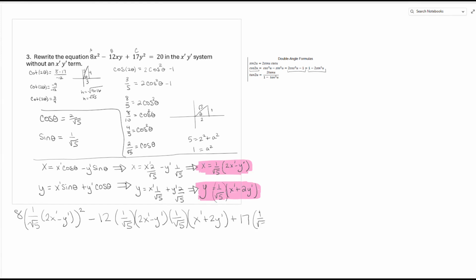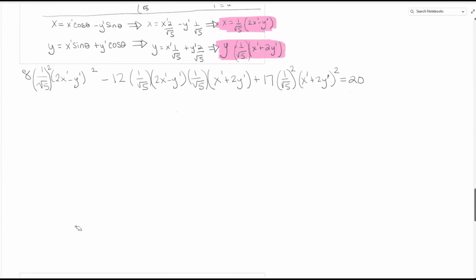1 over root 5, that's going to get squared, and x prime plus 2y prime, and that's getting squared, which I could do here as well if I wanted to. Separate that and put a parenthesis, then I have that piece squared times the next piece squared. All right, and this equals 20.